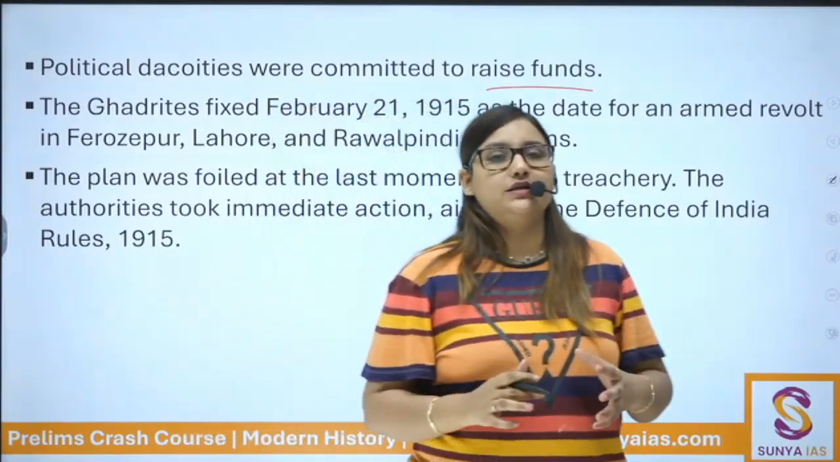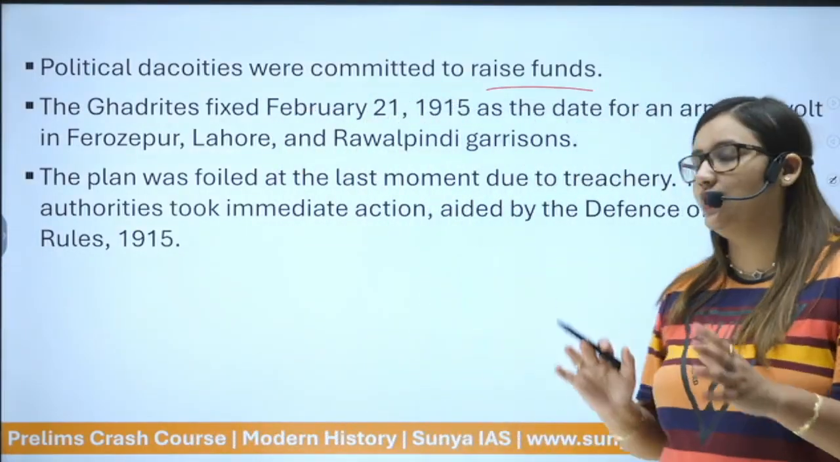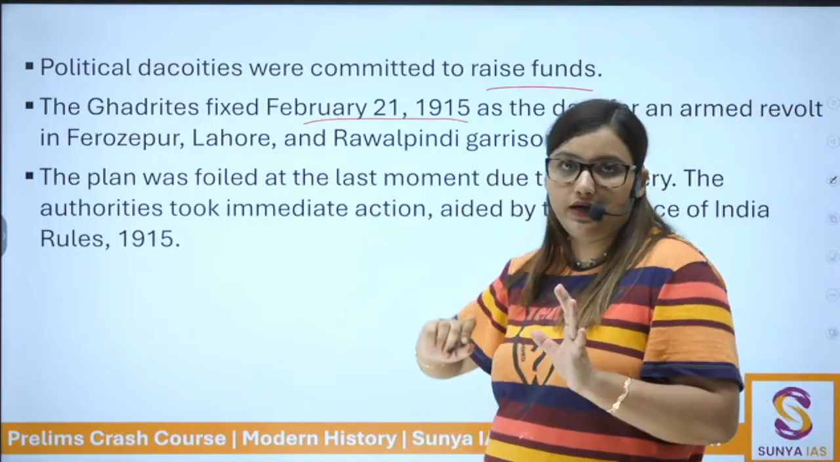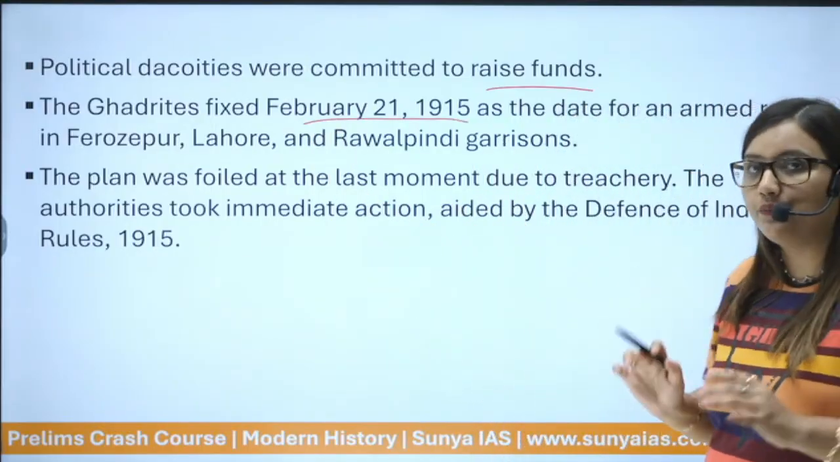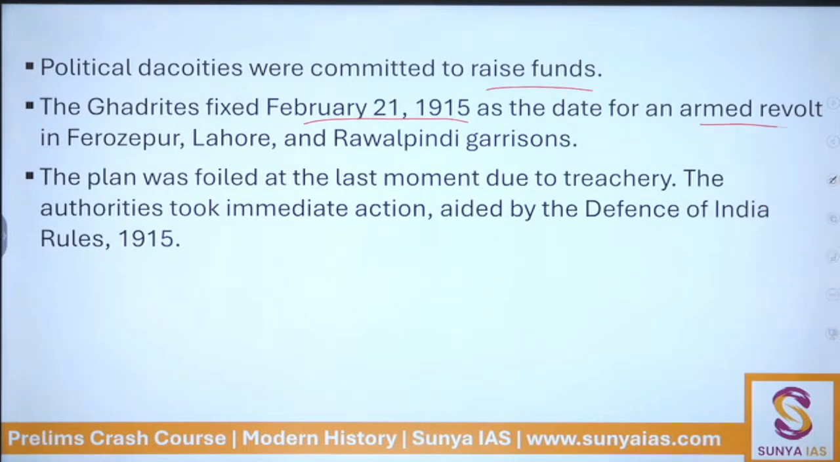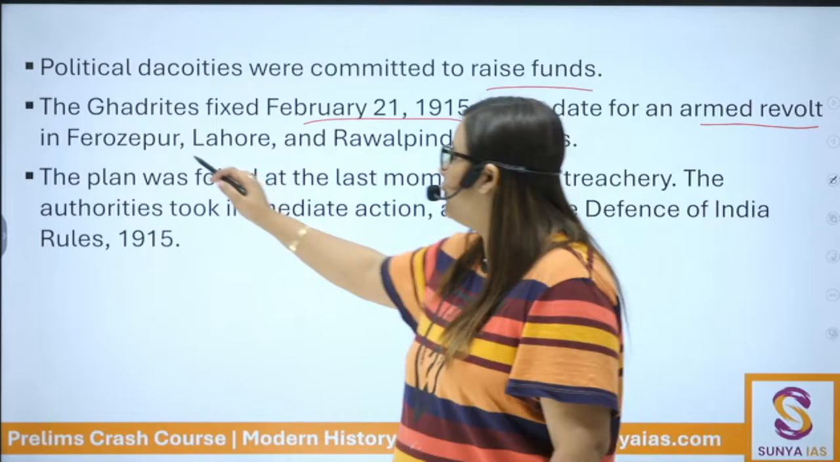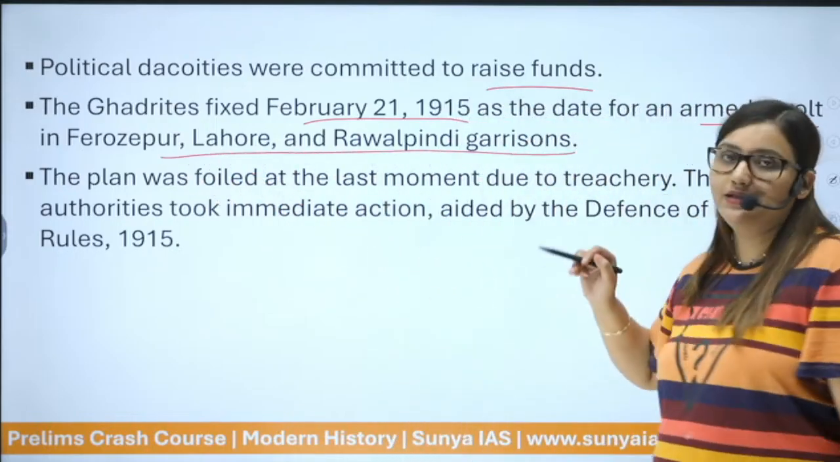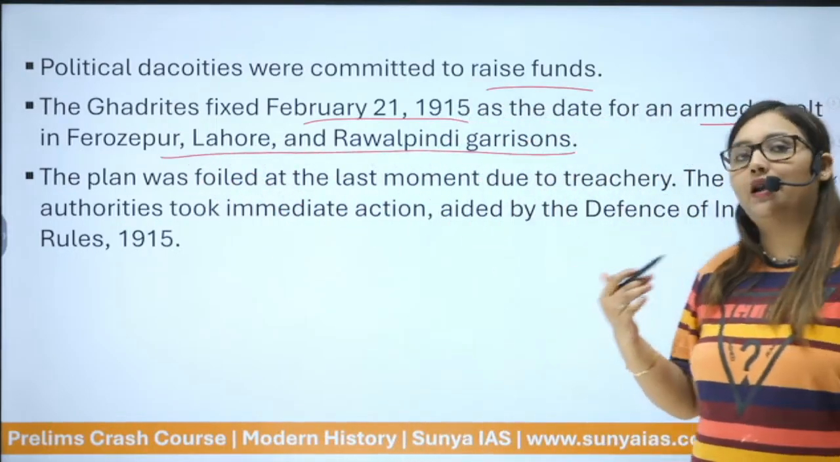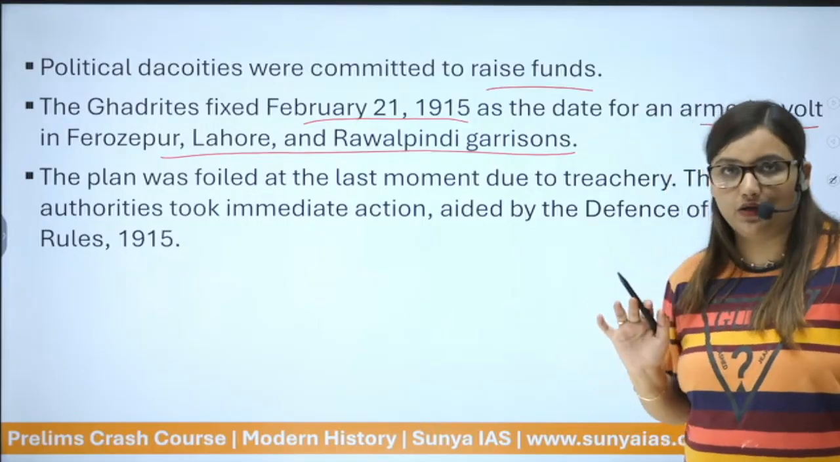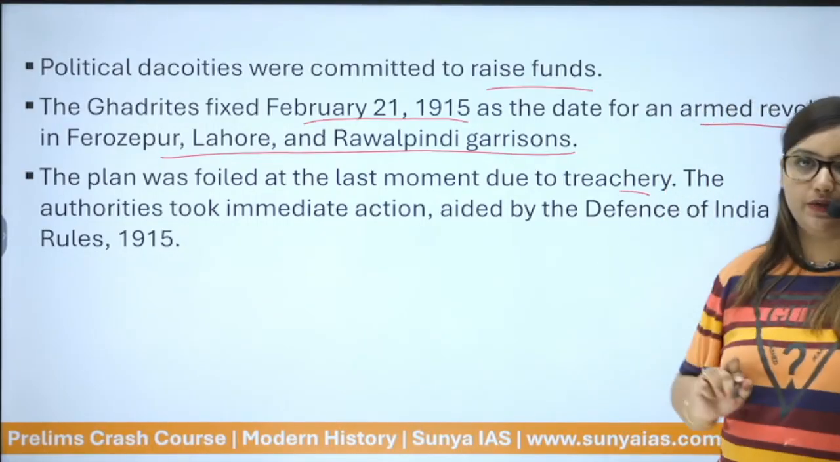Now the Gadarites fixed 21st February 1915 as the date to start the revolt. They wanted it as an armed revolt. So they had a big plan in the Firozpur, Lahore, and Rawalpindi garrisons. They planned it. But the plan failed at the very last moment. Why? Because of treachery.